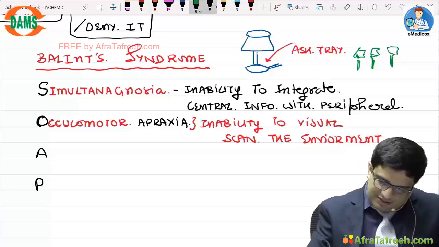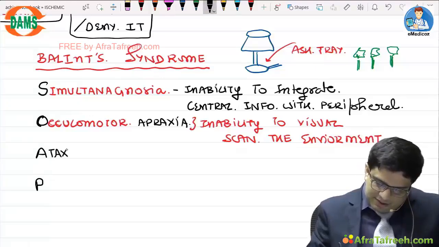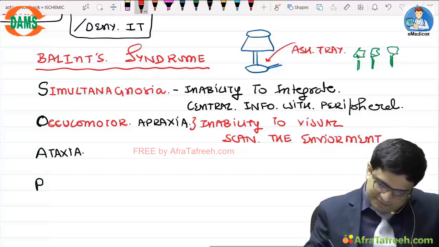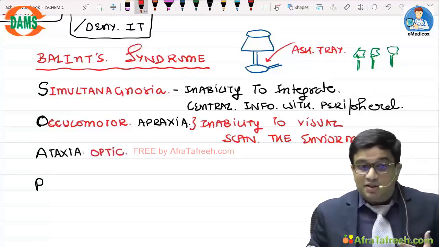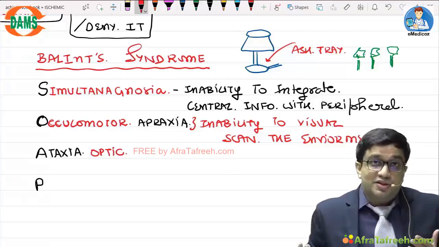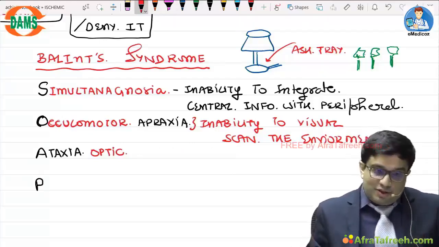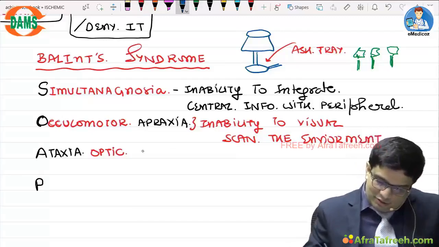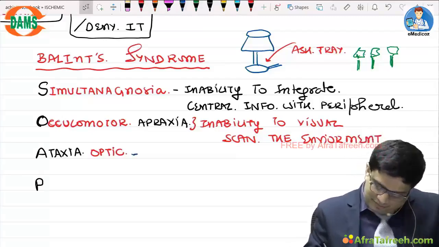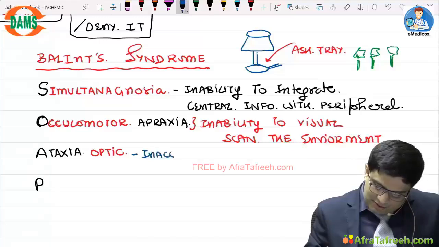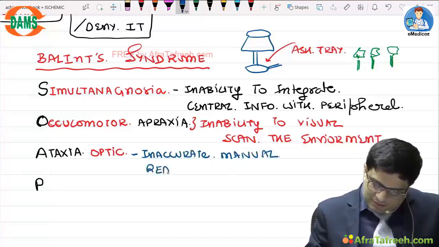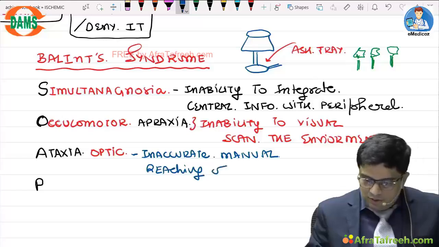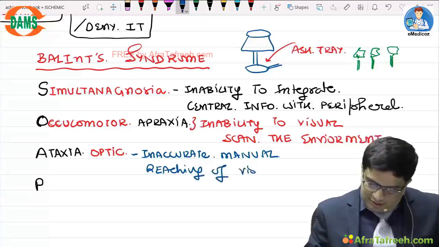A stands for ataxia. That is your optic ataxia. It's inaccurate or maybe inability to reach a visual target, okay? So inability to manually reach a visual target. Inaccurate manual reaching of a visual target again.